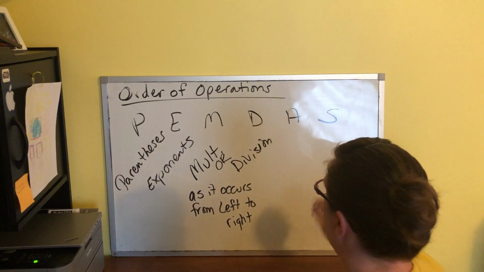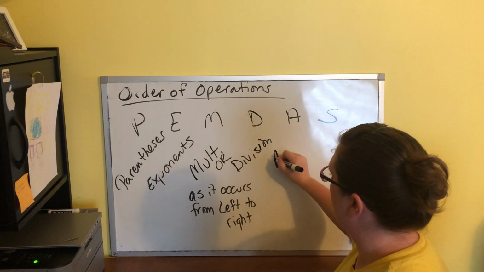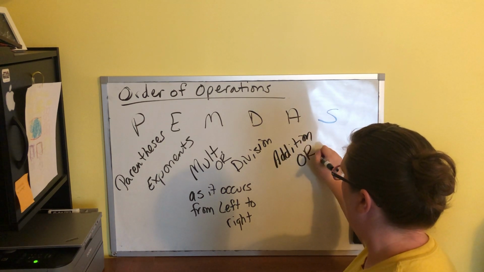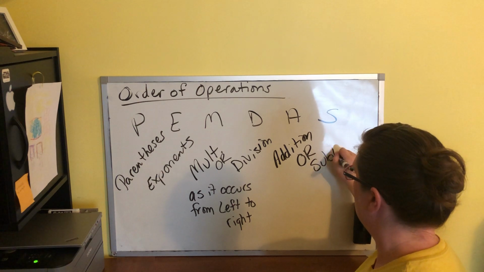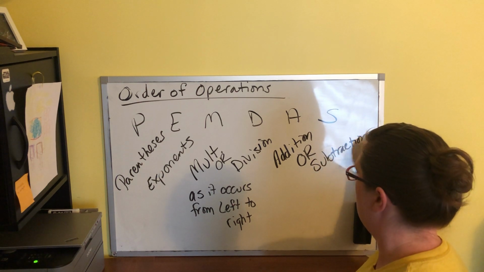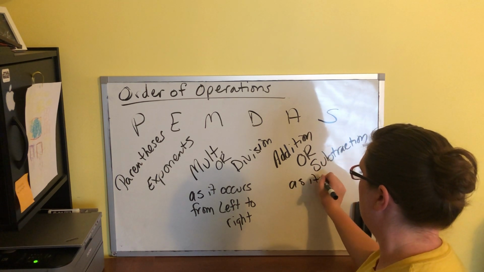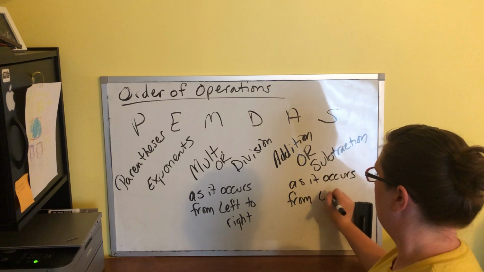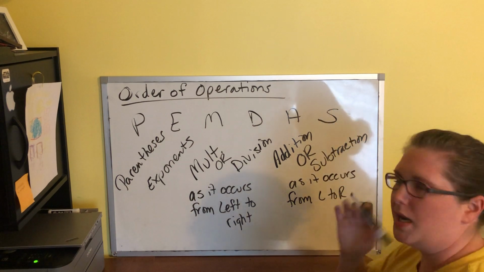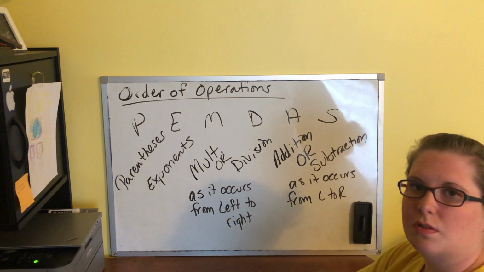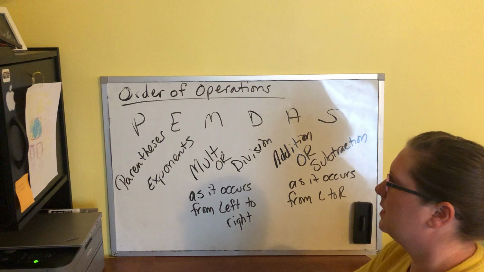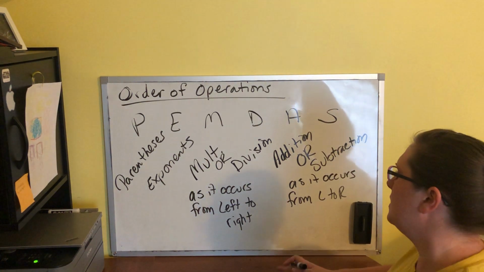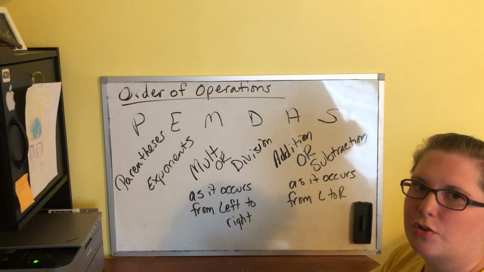Okay? Next, we would look for addition or subtraction as it occurs from left to right, okay? Same thing as the multiplication or division. So after we've looked for parentheses, we've looked for exponents, we've handled multiplication or division, then we get down to the addition or subtraction, and it is whatever occurs first.